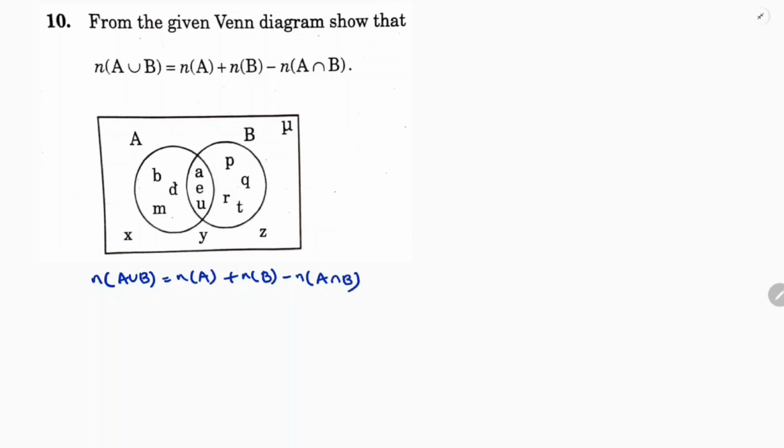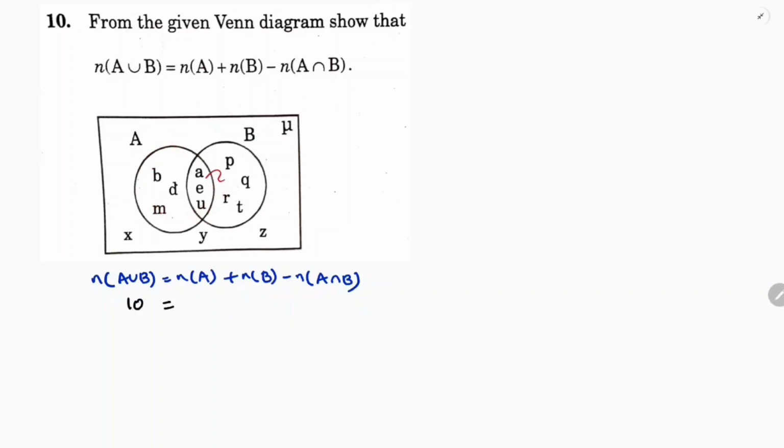The number of elements in A and B, all together. Don't take into consideration x, y, z, they are outside the sets A and B, in the universal set. In these two circles, A and B, the number of elements is 1, 2, 3, 4, 5, 6, 7, 8, 9, 10. Here there are 10 elements.